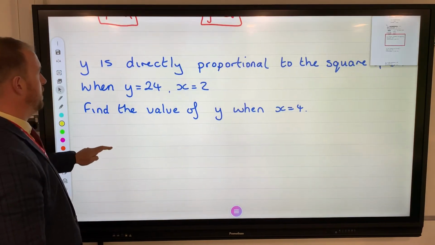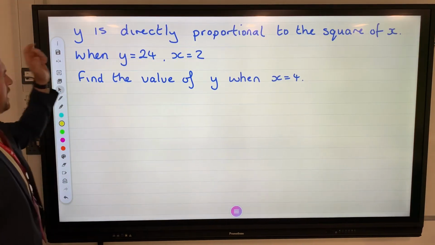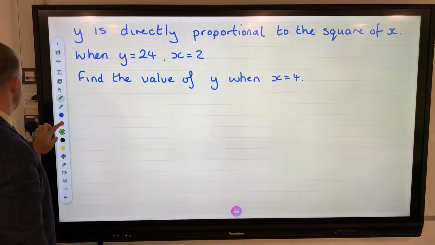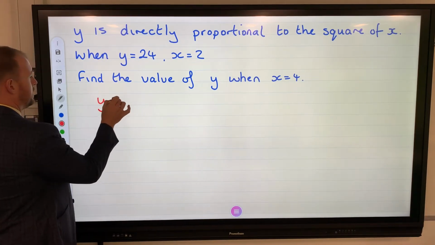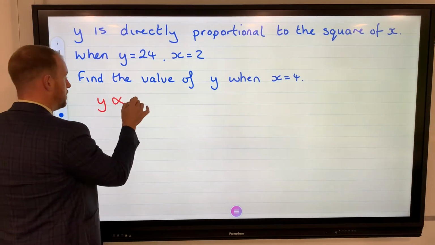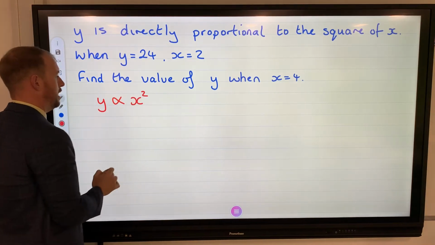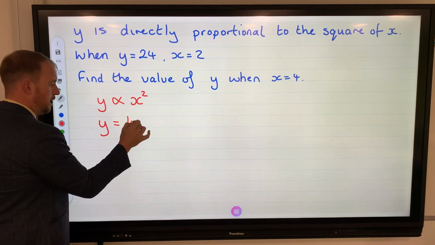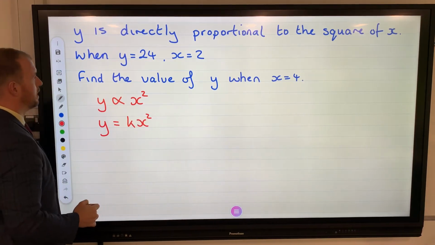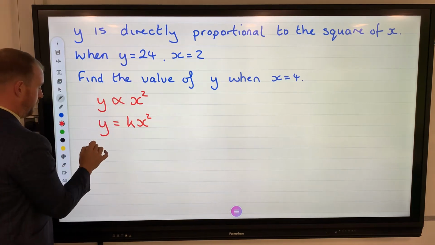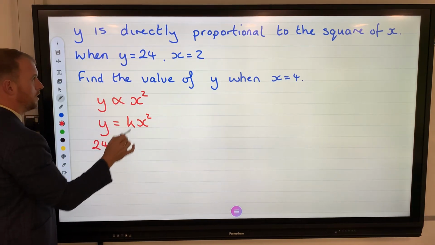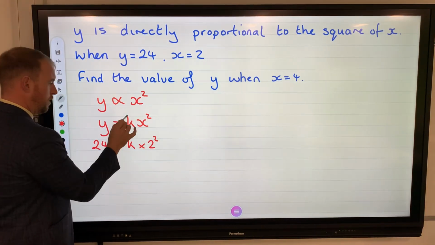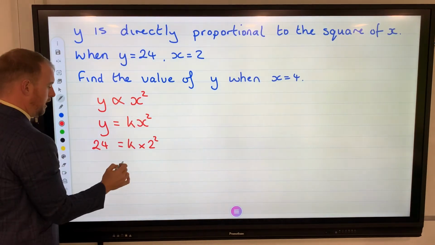So looking at this one then, y is directly proportional to the square of x. So let's write that down first. Y is directly proportional to the square of x, which is x squared. Let's write it as a formula with a constant. So y equals k times x squared. When y is 24, a substitution now, y is 24, x equals 2. And that's the constant multiplied by 2 squared.